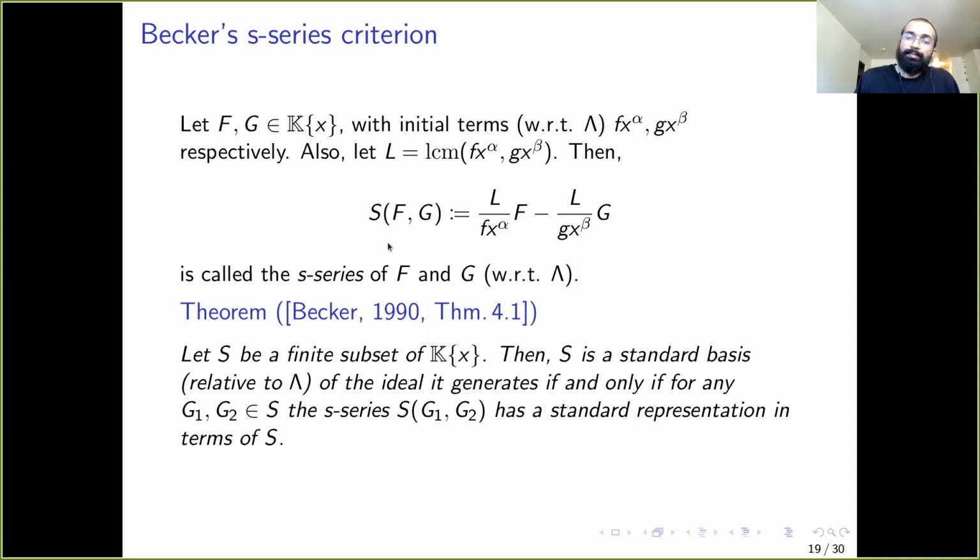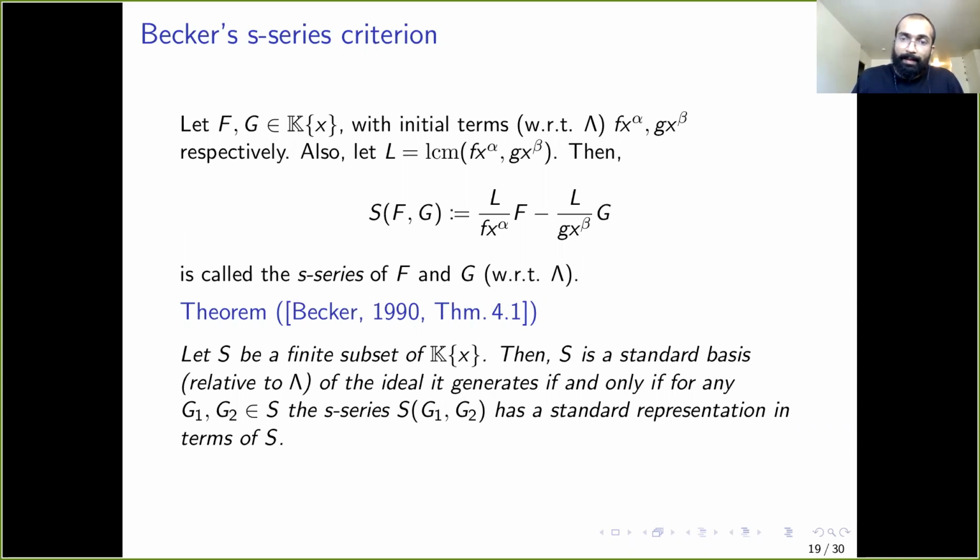And just to go back a little bit, what we're doing in defining this S series is we're just multiplying F and G by some terms that are intended to naively cancel out the initial terms of these two products here. For those of you who are familiar with Gröbner bases in the case of polynomial rings, this S series criteria is a direct analog of Buchberger's criteria, and these S series are direct analogs of S pairs.